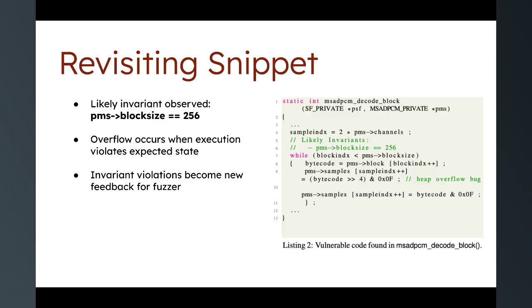Because the invariant-based fuzzer treats invariant violations as new feedback, it rewards the inputs that cause them. Right? And so this encourages the fuzzer to continue to explore these regions of state space, which eventually produces inputs that trigger the heap overflow error. So even though coverage alone could reach this code, invariant feedback allows the fuzzer to distinguish between normal executions and the unusual states that directly expose the vulnerability.